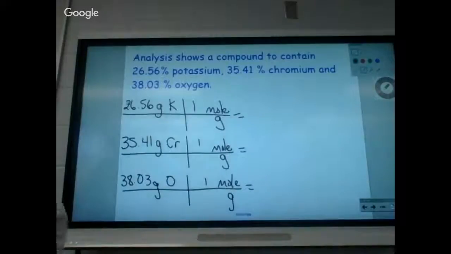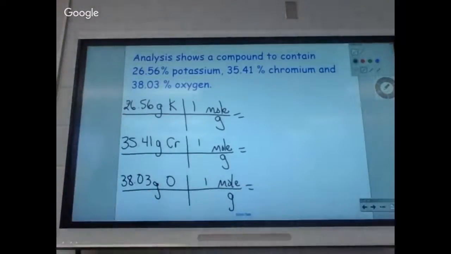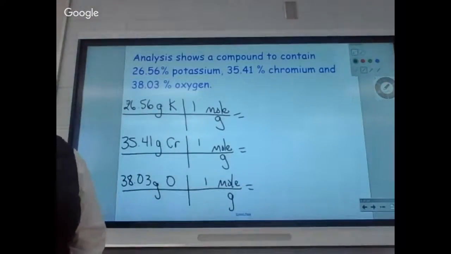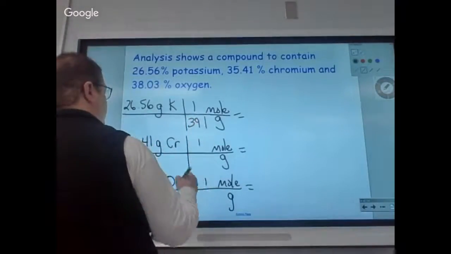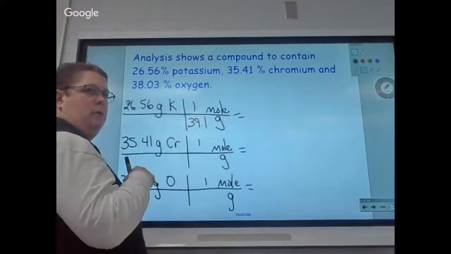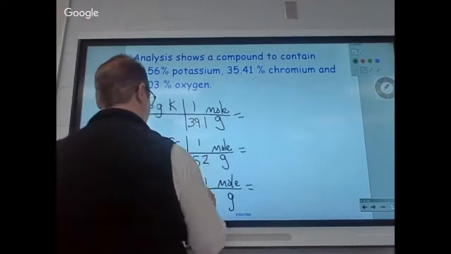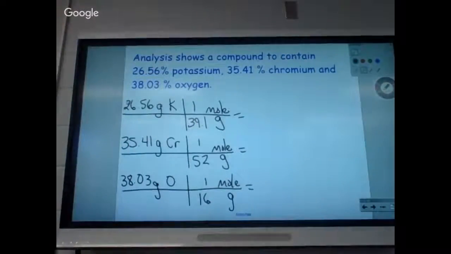So single elements, you will look up their masses where? On the periodic table. For the ones with multiple, do we do the 2 times? Yes, for the compounds, you'll have to break them apart, multiply by their subscripts, and add them all up. So potassium's what? 39.1. Chromium's what? 59.9 or 52? What's on your table? 52. It used to be 51.9 once upon a time.